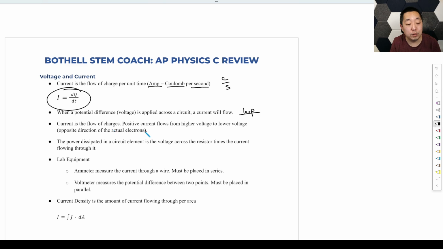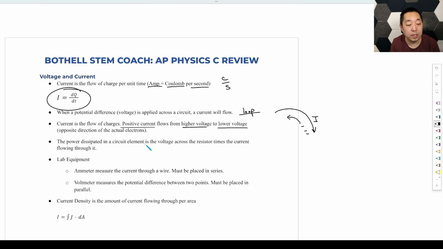Now, current is the flow of charges. By convention, because when they developed some of this math, they didn't know what the charges were. We know that electrons actually move, but positive current flows from higher voltage to lower voltage. It's as though we originally thought the positive charges were moving, so by convention we still stick with that, but really it's the electrons moving in the opposite direction. So if current is flowing in this direction, then the electrons are flowing opposite the direction of the current. But just pretend fictitiously that it's positive charges moving. That's not what's physically happening, but it will work out the same way. Positive current flows from higher voltage to lower voltage.